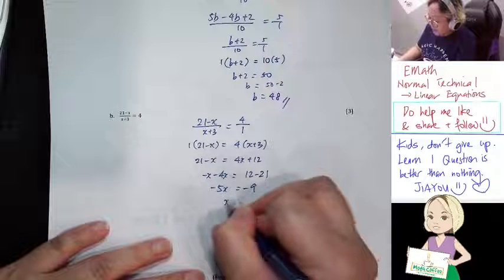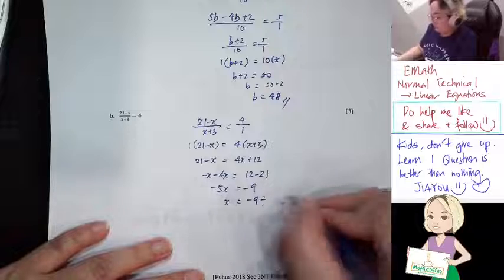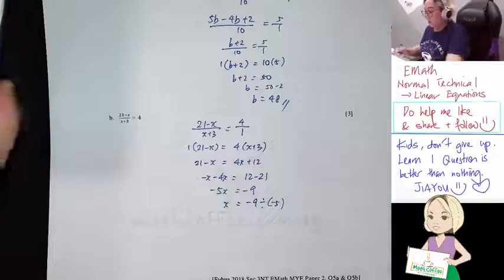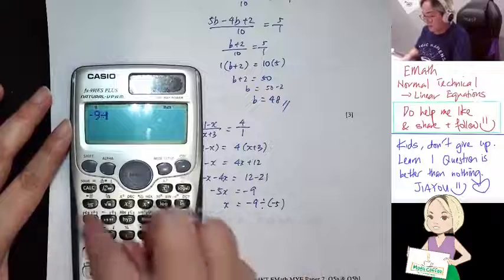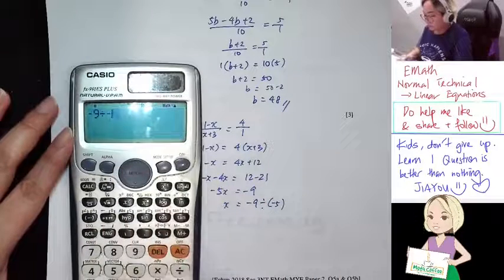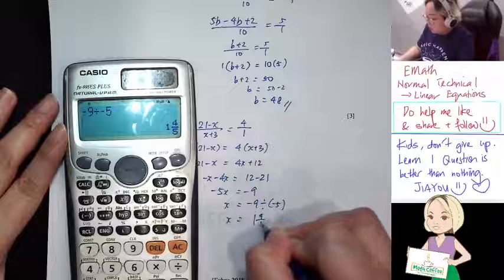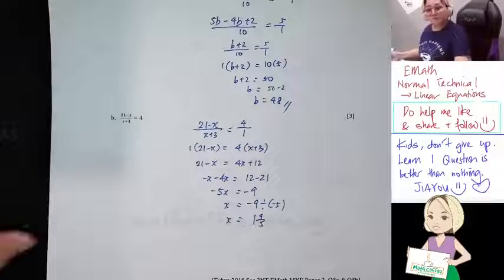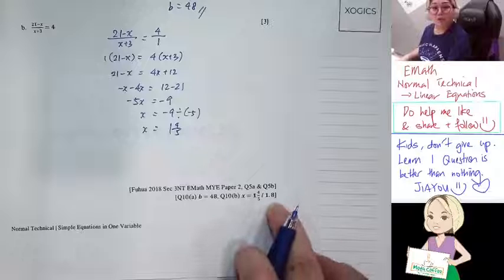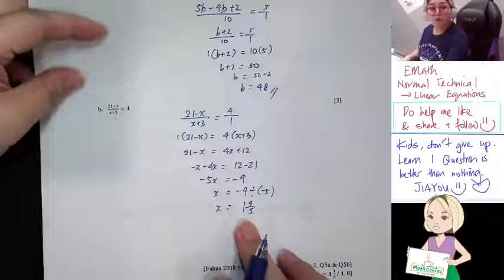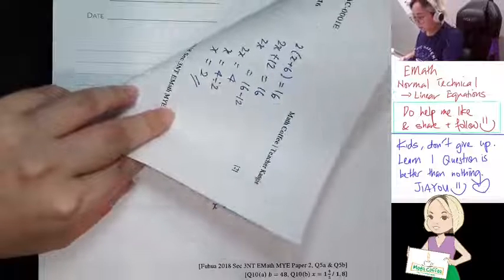So in the end, my x is equals to minus 9 divided by negative 5. Then of course, this one just press the calculator. Negative 9 divided by negative 5. So I get x equals to 1 whole 4 over 5. Okay, you want to do 1.8 also can. See, decimal 1.8 also can. So 1 whole 4 over 5. So this is the final answer.